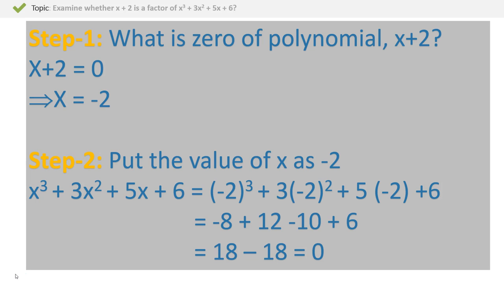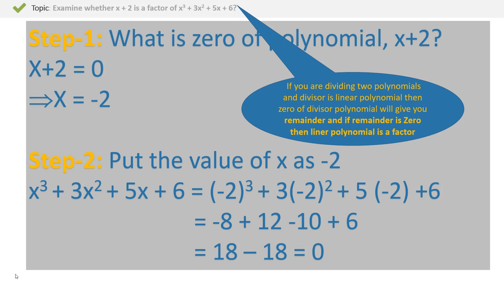So we had x plus 2 giving me zero as minus 2, and when we replace this in the polynomial, that also becomes 0. And hence, if you are dividing two polynomials and the divisor, in this example x plus 2, is a linear polynomial because the degree is 1, then the zero of the divisor polynomial will give you the remainder, and if the remainder is 0, then the linear polynomial is a factor.